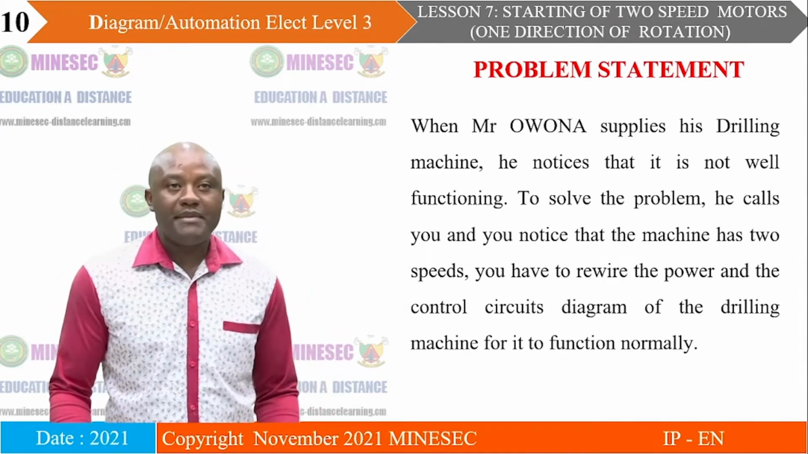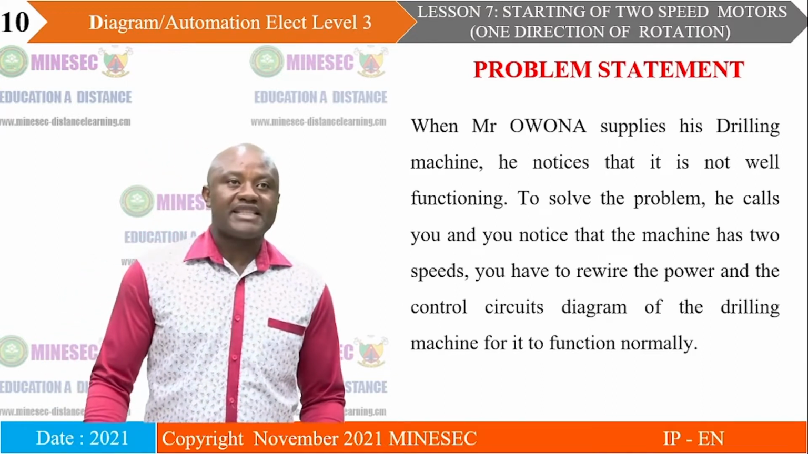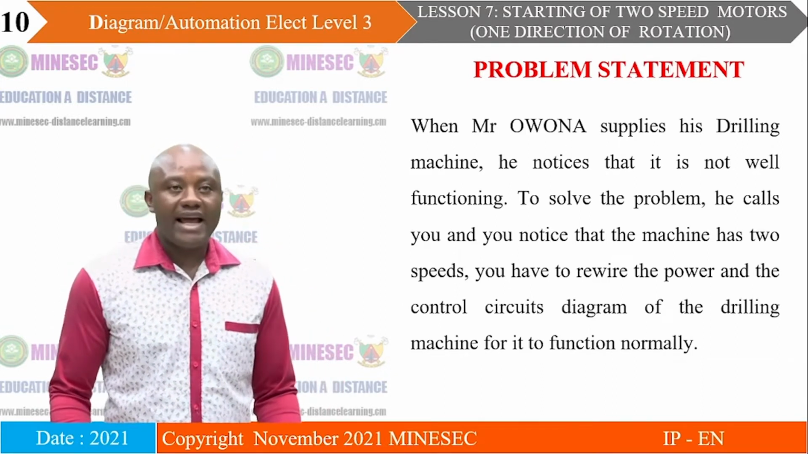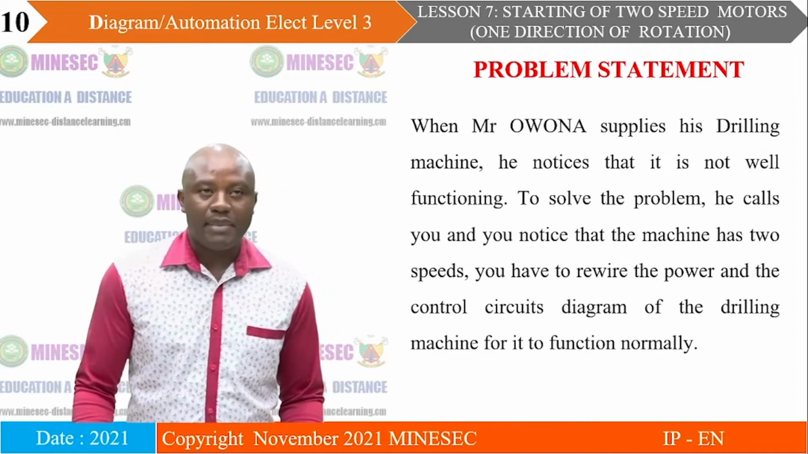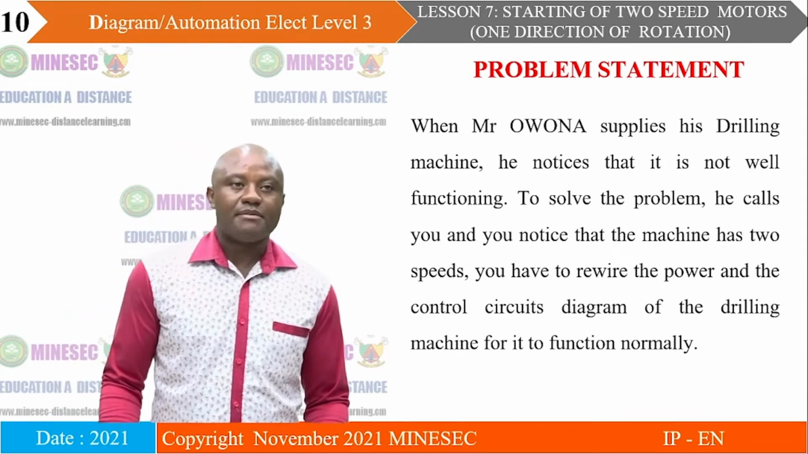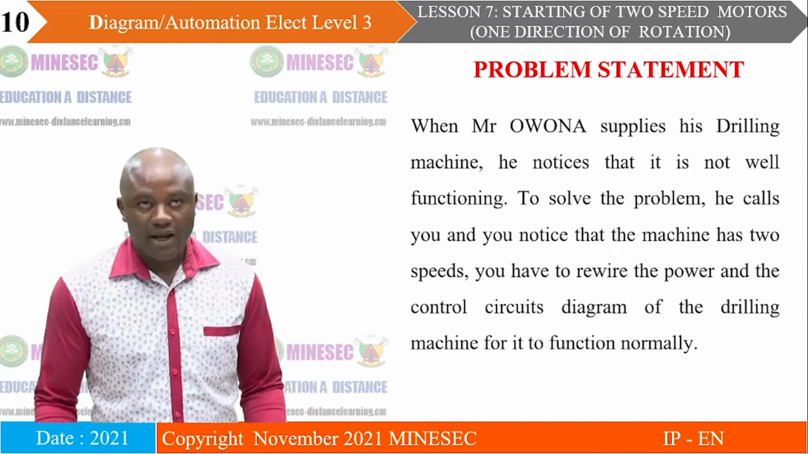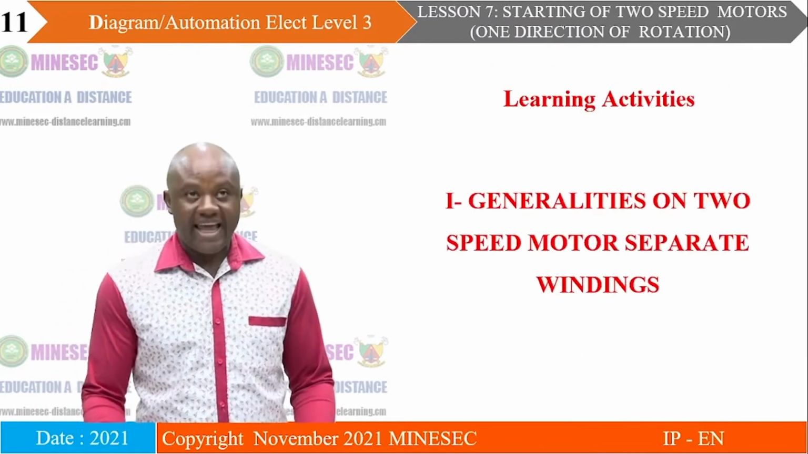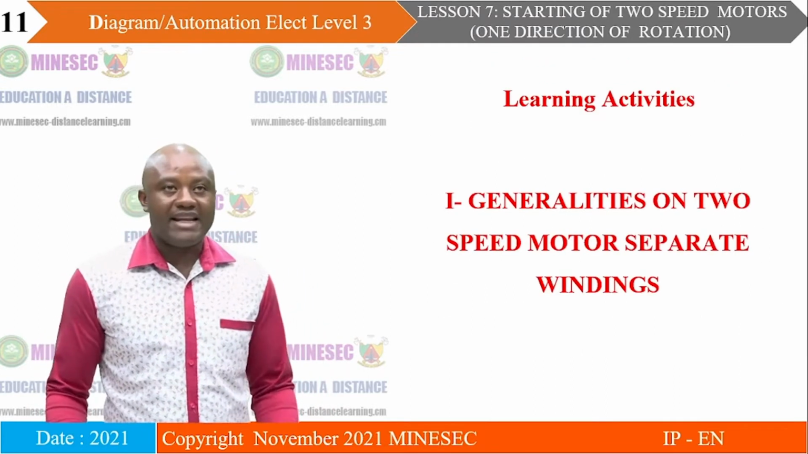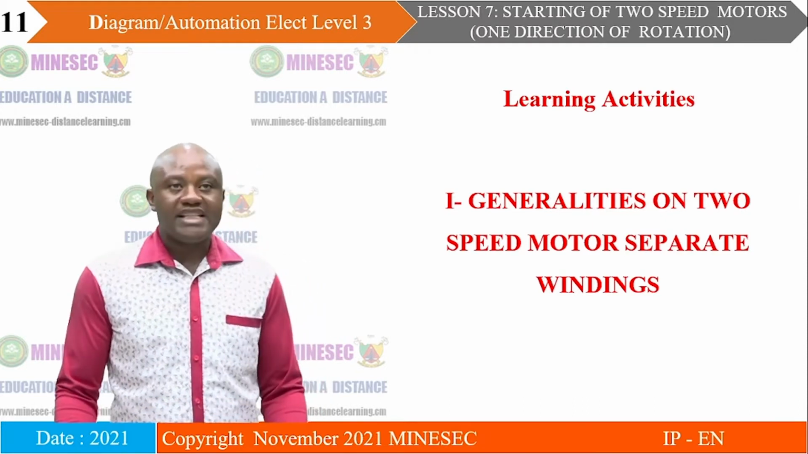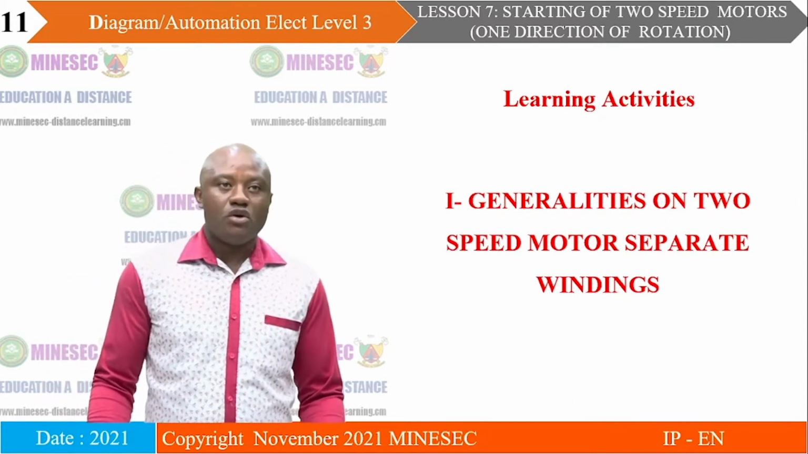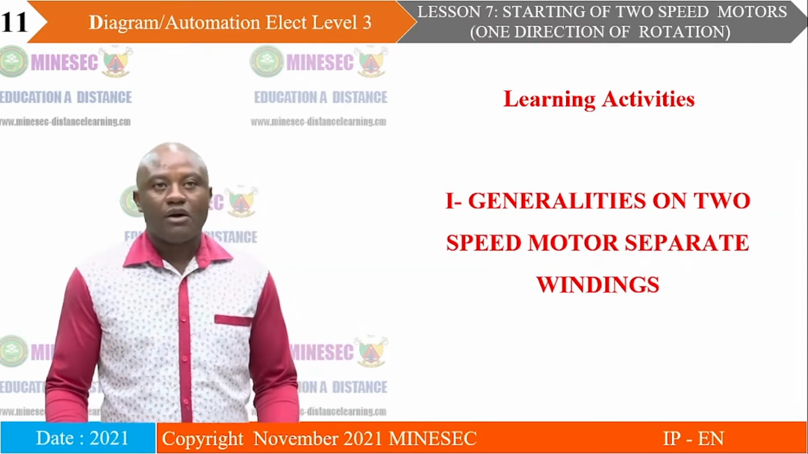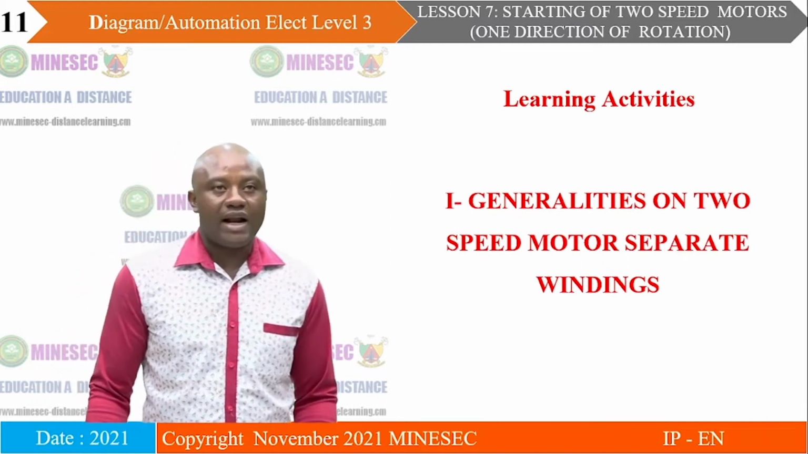So our problem here is to solve the problem of Mr. Owner. So we have to rewire the machine, to rewire the power and the control, so that the machine should function very well. So let's continue and see, at the end, what we note from our learning activities. During this activity, at the end, we know that we should be able to solve Mr. Owner's problem.